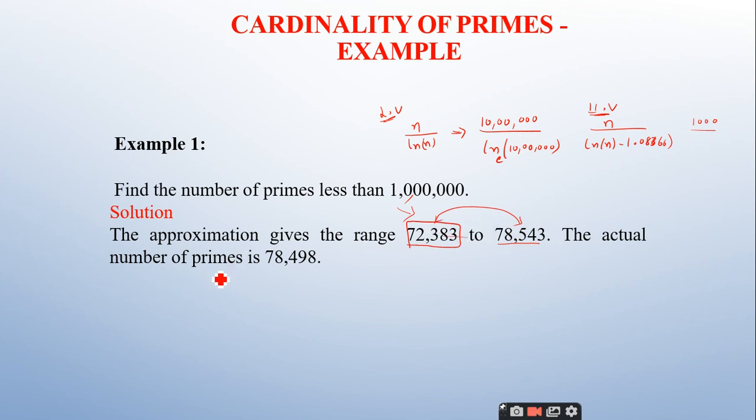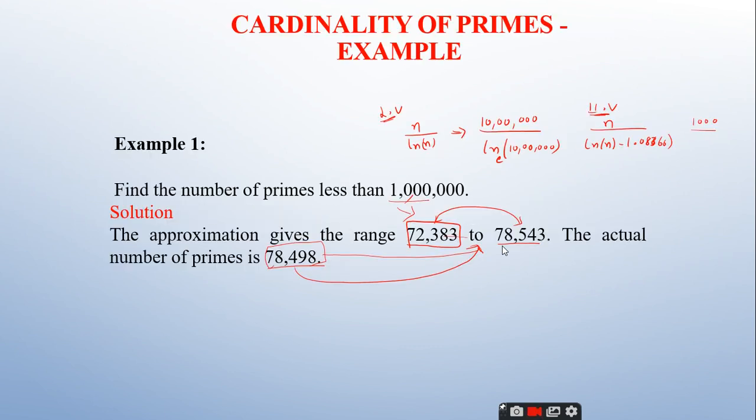So the actual number of primes that are less than 10 lakhs is 78,498. Is this number falling between the lowest and highest values or not? The lowest value is 72,383. The highest value is 78,543. But the actual number of primes, when we calculate, is 78,498. So it falls within this range also. Clear? Yes, sir.